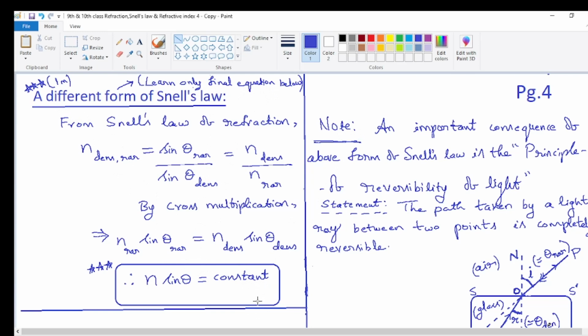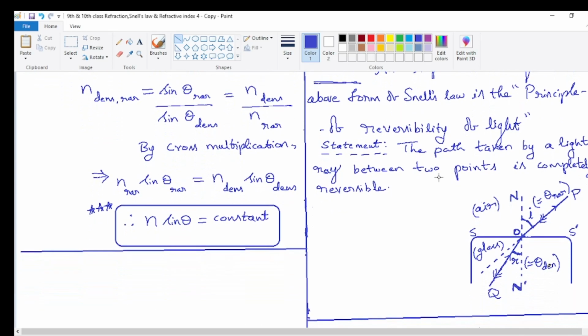That's all. See here again, this derivation is very, very useful. Without derivation there won't be any meaning at all. So only for the sake of understanding and meaning, you have to go through the derivation, but for the examination you have to remember only the equation, and for problems also this equation will be very useful.